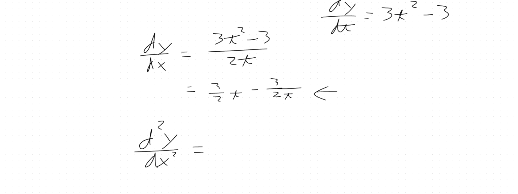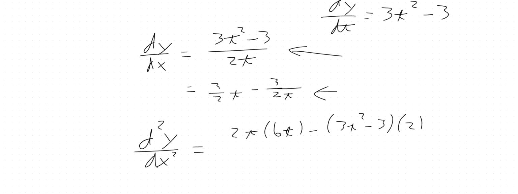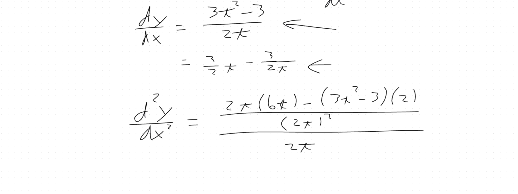And actually, I'm going to do it with the original one, just to make it a nice quotient rule. So it's bottom times derivative of the top, minus the top times derivative of the bottom, all over the bottom squared. But now we take that entire thing and we divide by our derivative of the x equation.